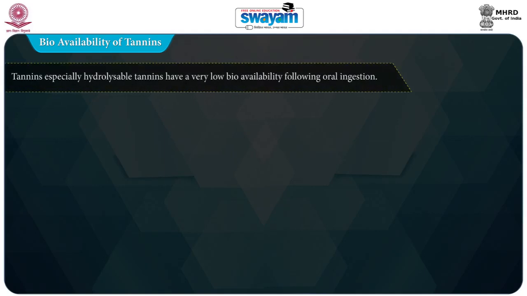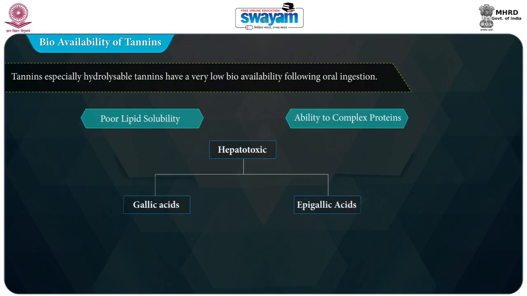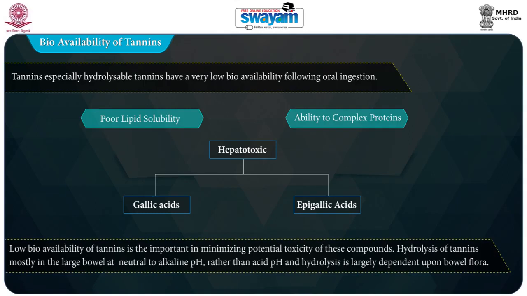Tannins, especially hydrolyzable tannin, have a very low bioavailability following oral ingestion. This is due to their poor lipid solubility and ability to complex protein. Since gallic and epigallic acid are hepatotoxic, low bioavailability of tannins is important in minimizing potential toxicity of this compound.